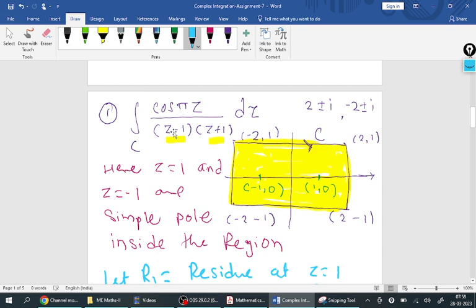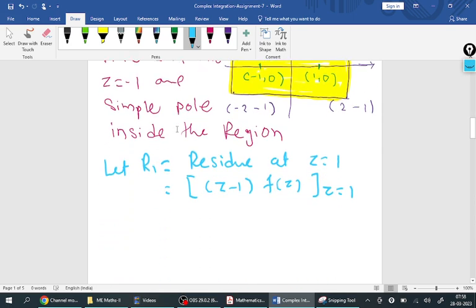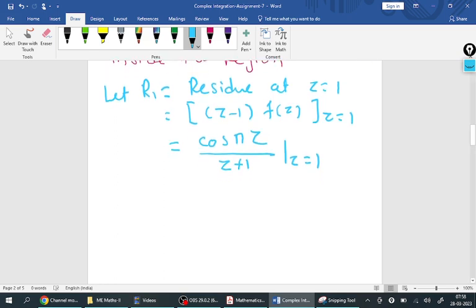That z minus 1 factor gets cancelled, and we are left with cos of pi z divided by z plus 1 only, at z equal to 1. Obviously if we replace z by 1, we get cos pi upon 2. Cos pi is minus 1, so it is minus 1 by 2, the value of R1.